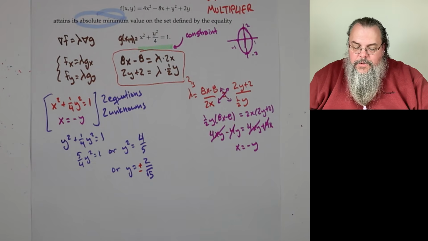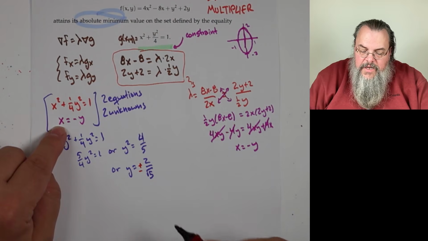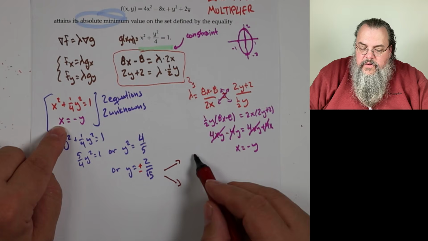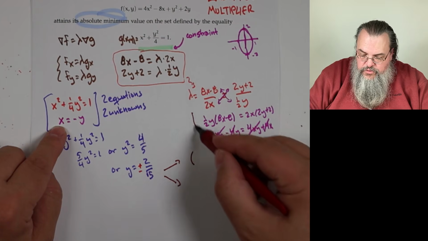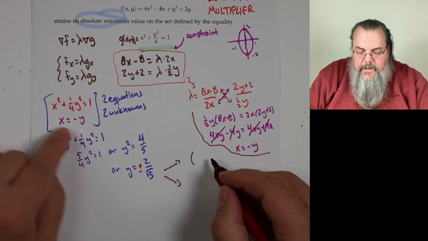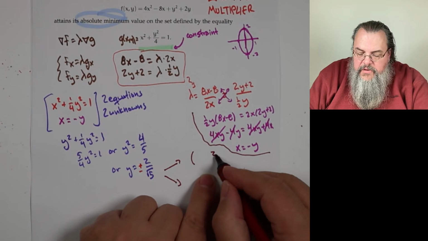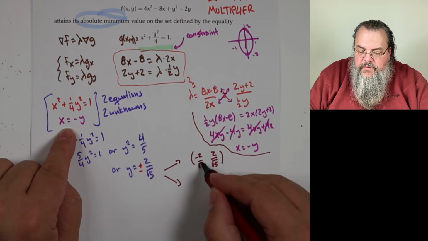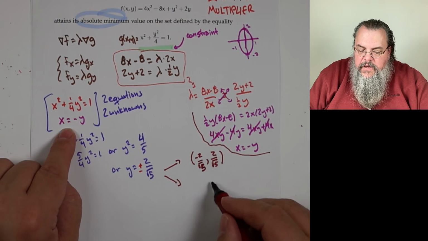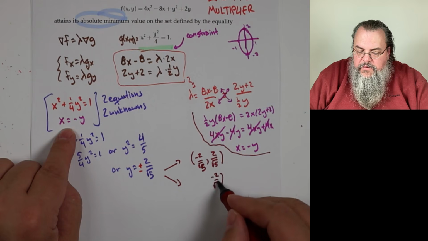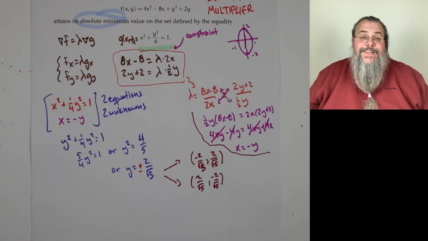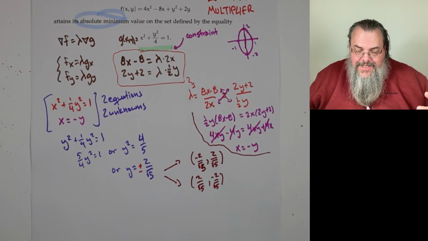So remember, x is negative y. So we're going to get 2 points. So if we have, let me blockade off some pieces here, positive 2 over root 5, then x is negative that, so that's minus 2 over root 5. And if we're at minus 2 over root 5, then x will be the positive that, so that's 2 over root 5. All right, so we've made a list.